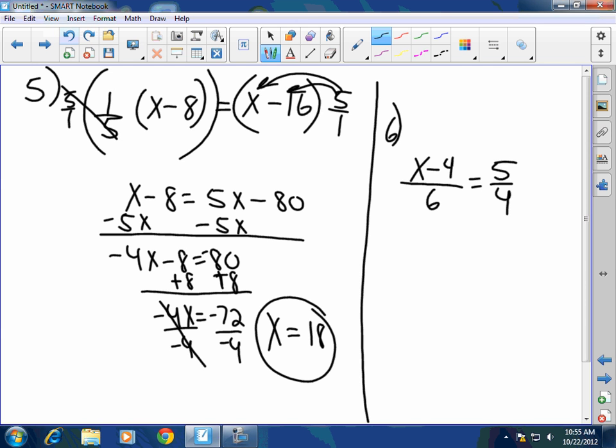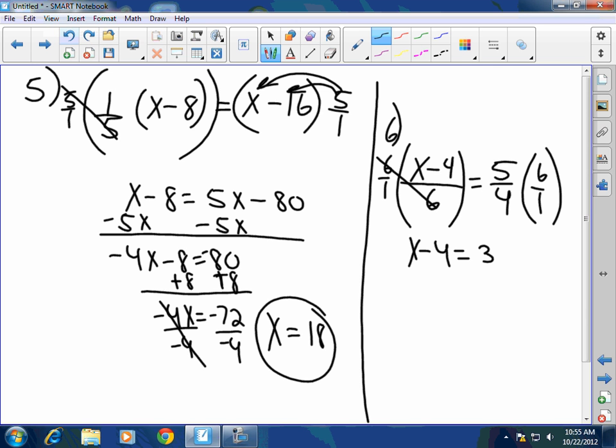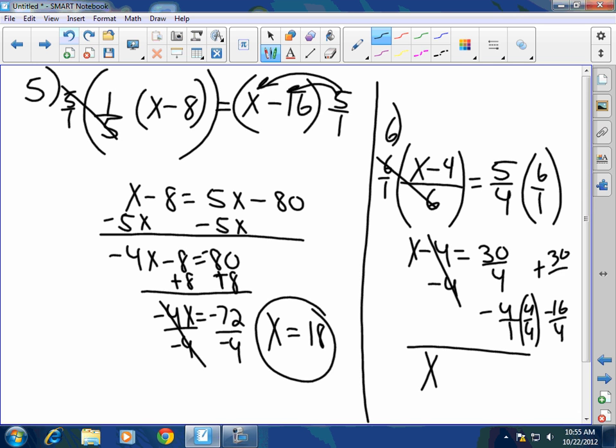No, you do not multiply the x. That you do. You multiply 6/1 to both sides. Yes, that you do. Not you put, but you multiply. x minus 4 equals, I can cross reduce or not, it doesn't matter, 30/4. Minus 4. What's the common denominator between 30/4 and negative 4/1? Doesn't this have to be multiplied by 4/4, which is negative 16/4, and you have a positive 30/4?